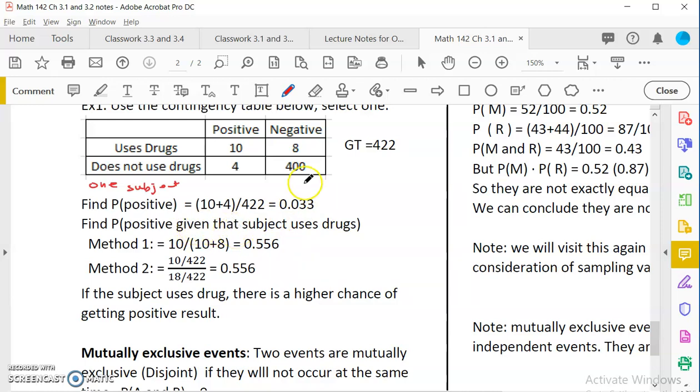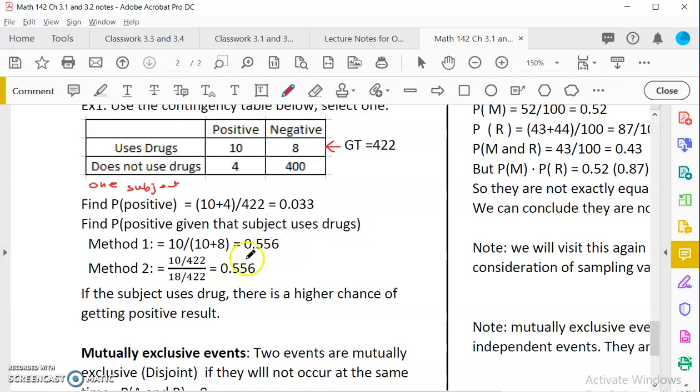So if you use drugs, you would be looking at only this row, right? The total people that use drugs is 18, but they catch 10. Positive means they catch you, right? 10 out of 18 is 0.556, so there's 56%.